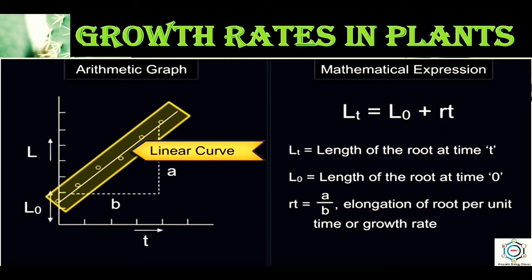If the length of the growing organ or the organism is plotted on a graph against time, a linear curve is obtained, which you can see in the picture. So the arithmetic graph is a linear curve, and mathematically it is expressed as Lt = L0 + rt, where Lt equals length of the root at time t, L0 equals length of the root at time 0, and r equals elongation of root per unit time or growth rate.